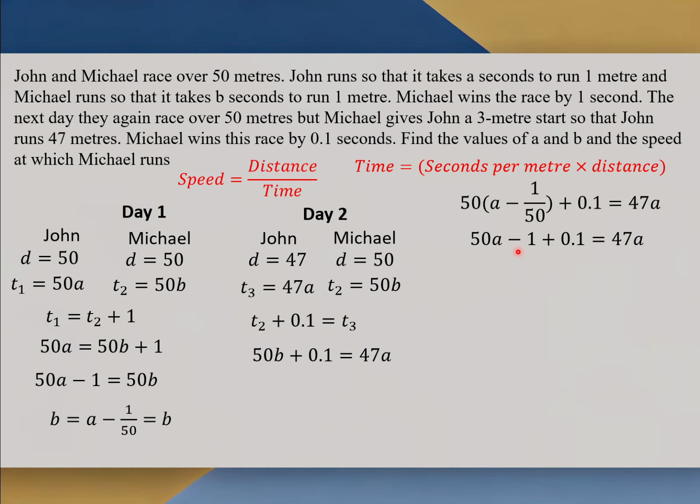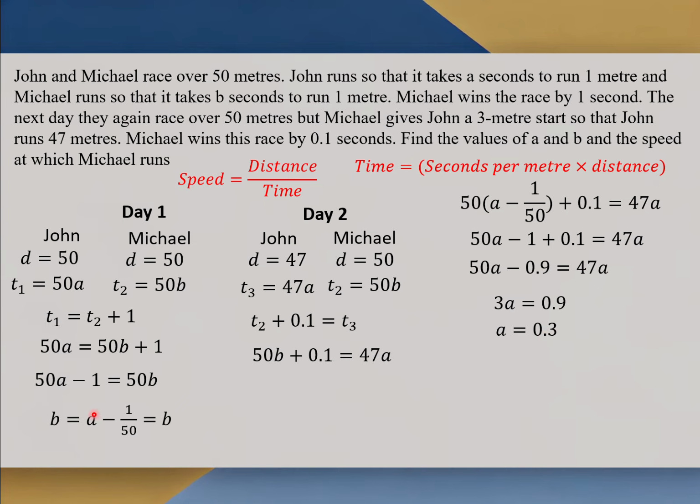We've got two constants that are like terms, so we can combine them. Negative 1 plus 0.1 is negative 0.9. I will then grab my 0.9 and take it to the right-hand side to make it positive, and I will grab my 47A and take it to my left-hand side. So that will give me 50A take away 47A is 3A, is equal to 0.9. Finally, to get A by itself, I will divide everything by 3 to get 0.3.